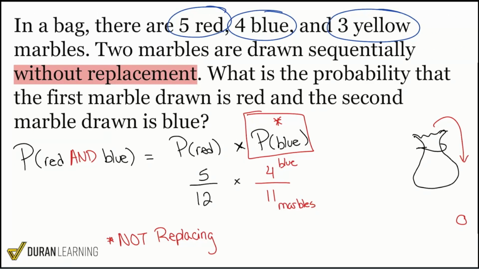Also, because it wasn't a blue marble that we selected, it doesn't affect the number of blue marbles that are in there. It's still 4 blue marbles, just like it was before. If they asked us to find the probability of red for the second try, it would go from 5 down to 4, because again, we're not replacing that red one that we chose.